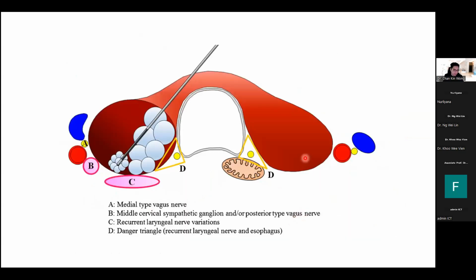And this is another diagram showing that. So you have type A, which is a medial type vagus nerve. B is a middle posterior type. C is a variation of the recurrent laryngeal nerve. Okay. And D is the usual location of the recurrent laryngeal nerve. After sufficient hydrodissection, protecting all the structures at the site, the target lesion will then be ablated. Usually we use a moving shot or overlapping technique. Okay, moving shot is the most common one that we use.